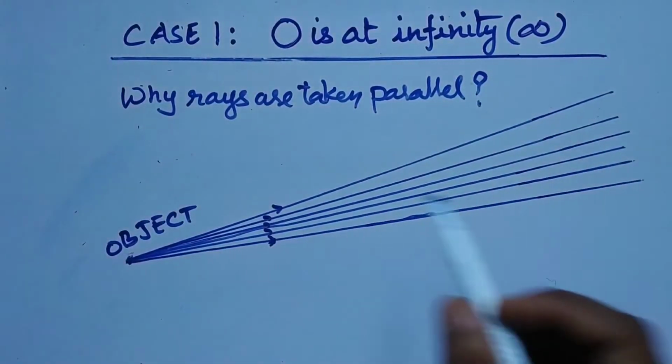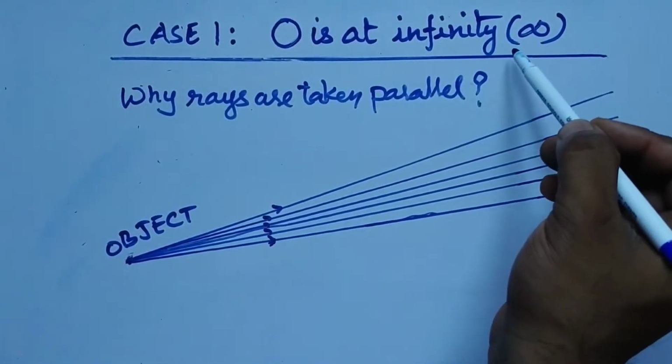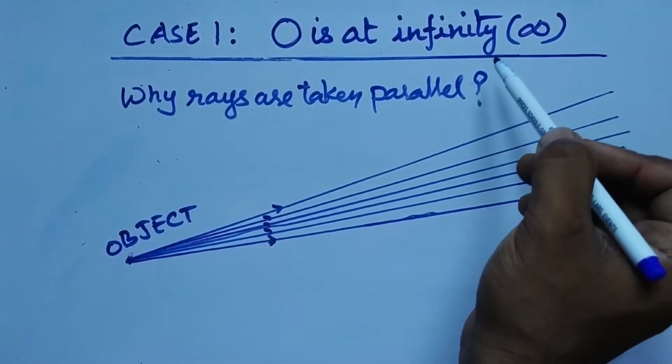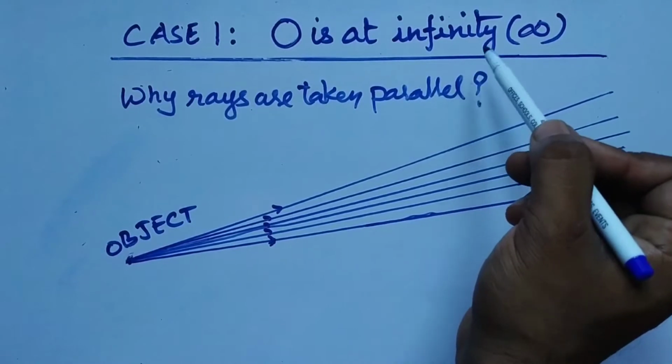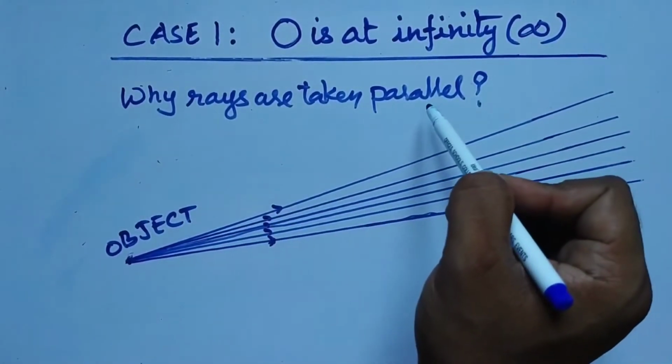Now, the very first case is that when the object is placed at infinity, that is very far distance apart, that is called infinity here. When the object is very far distance apart, we say that object is at infinity. For that case, we take rays parallel to each other.